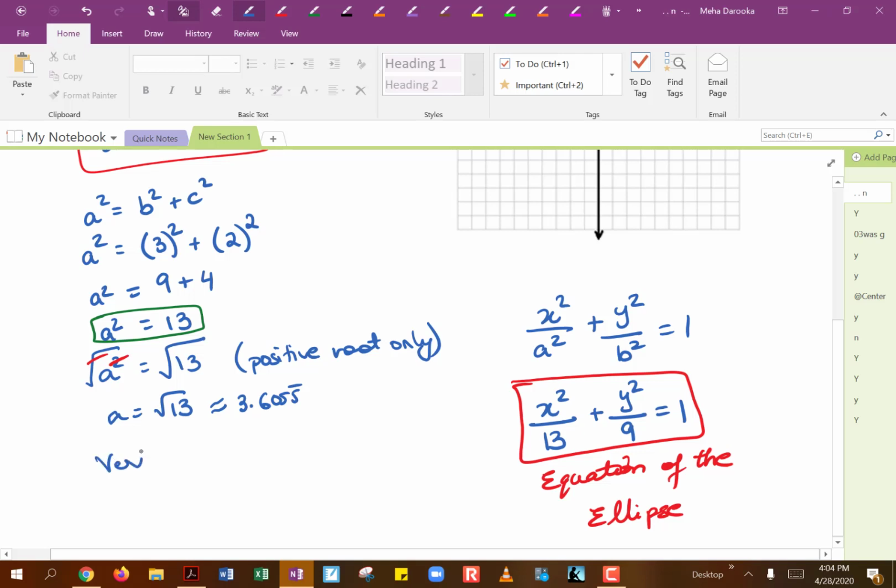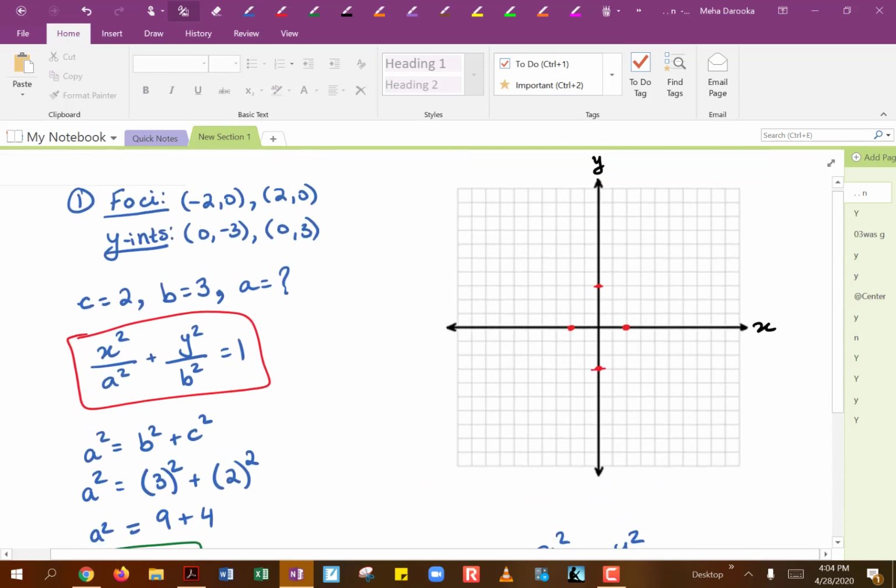So our vertices, or our x-intercepts in this case, are going to be the ordered pairs square root of 13, 0, and negative square root of 13, 0, and that tells us the approximation. They're going to be at approximately 3.6. So let's go ahead and finish graphing this. So this should be at 3.6, so just a little bit more than halfway, and then the negative side, and our ellipse is going to end up looking something like this.